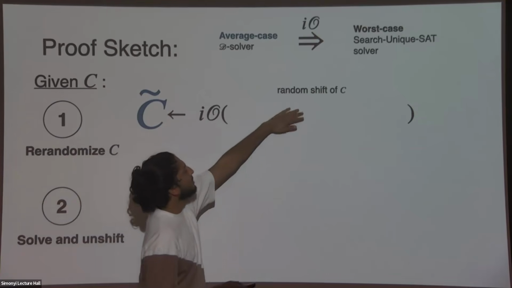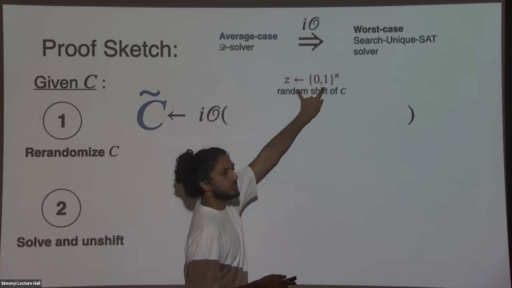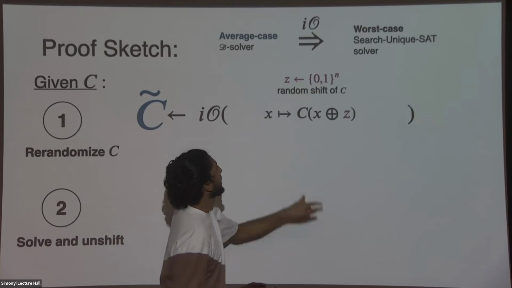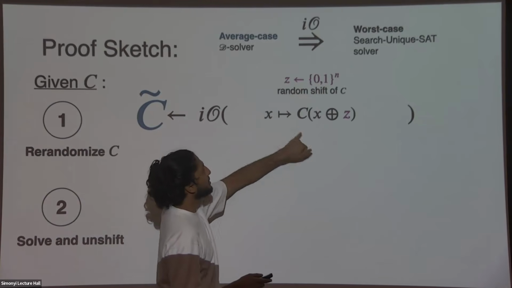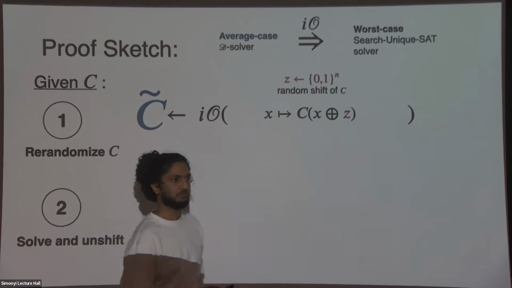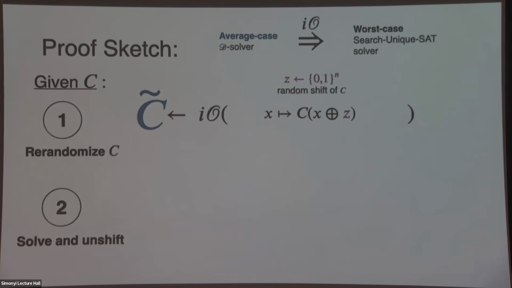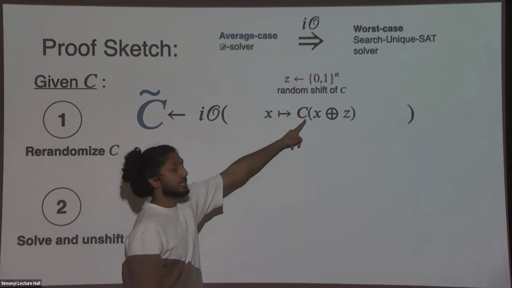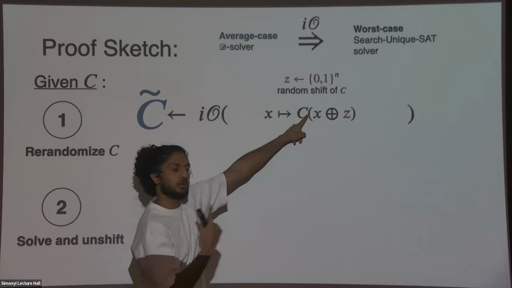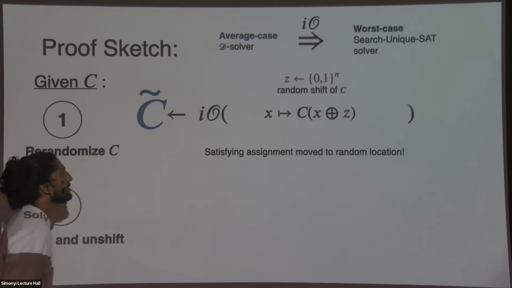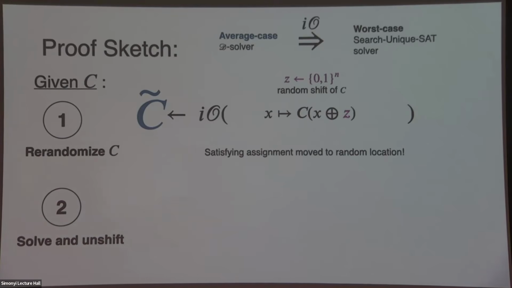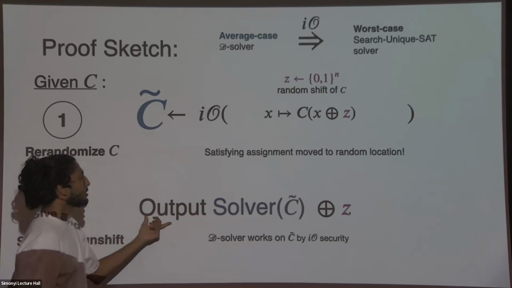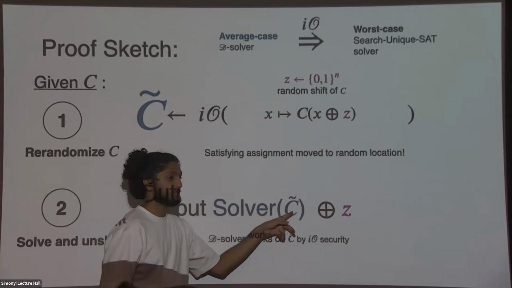How am I going to do that? I'm going to sample a random shift Z in {0,1}^n and consider a new circuit that maps X to C of X XORed with Z. So basically, if C had a satisfying assignment, I'm going to shift it by Z. Remember, C only has one satisfying assignment, so we just move that one place where it is. Now the satisfying assignment has moved to a random location. Now what am I going to do? I'm just going to run the solver on C tilde instead of C.